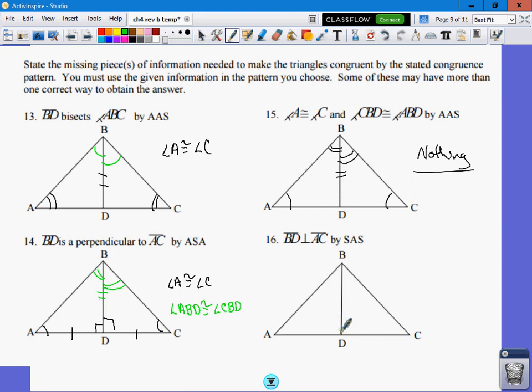I'm sure they were looking for A and C, not using that reflexive property. BD is perpendicular to AC, so I know that it makes right angles. This time they did not tell me that it bisected it. I know that BD is congruent to itself, and they want me to use side angle side, so my angle needs to be included. So I'd need to know that AD is congruent to segment DC.